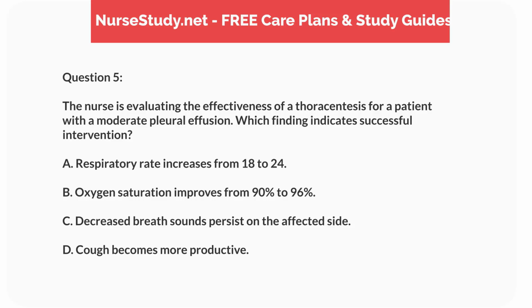Question 5. The nurse is evaluating the effectiveness of a thoracentesis for a patient with a moderate pleural effusion. Which finding indicates successful intervention? A. Respiratory rate increases from 18 to 24. B. Oxygen saturation improves from 90% to 96%. C. Decreased breath sounds persist on the affected side. D. Cough becomes more productive.